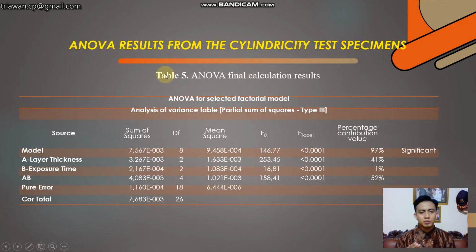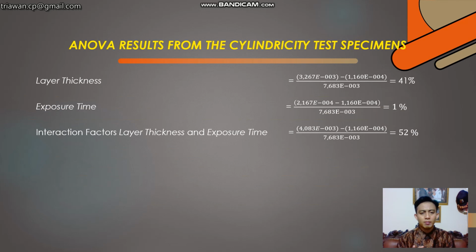Okay, this is our final calculation or results: layer thickness, and then pure error. Look, the model is significant. We use ANOVA to find the results and the conclusion for the statistical data. And then these are the results from the cylindricity test of the specimens.